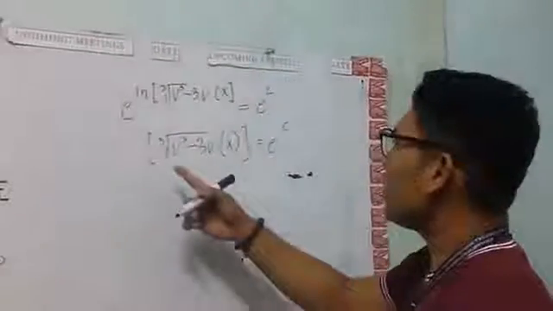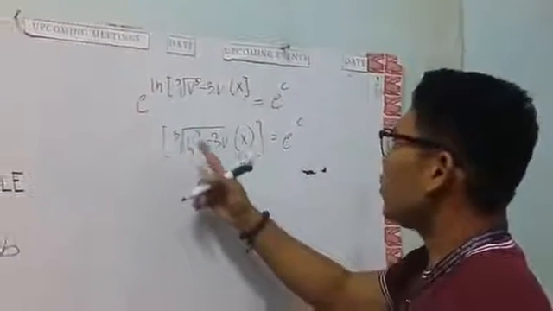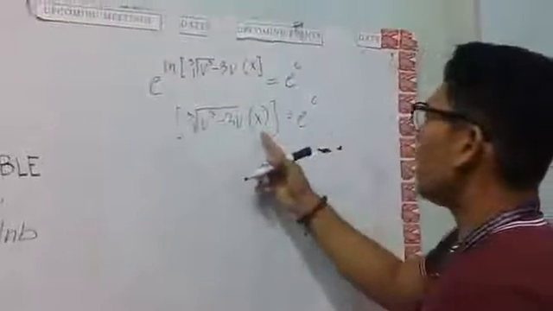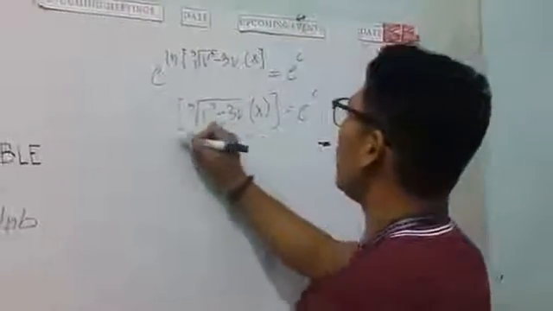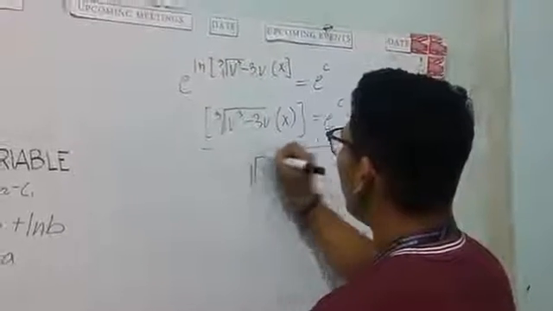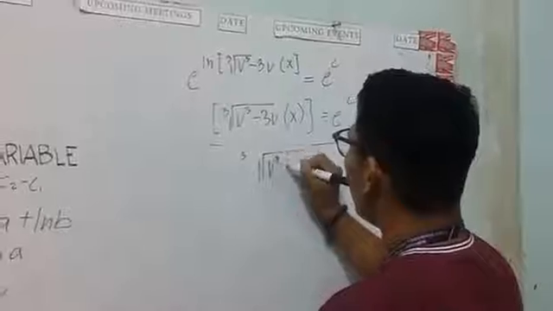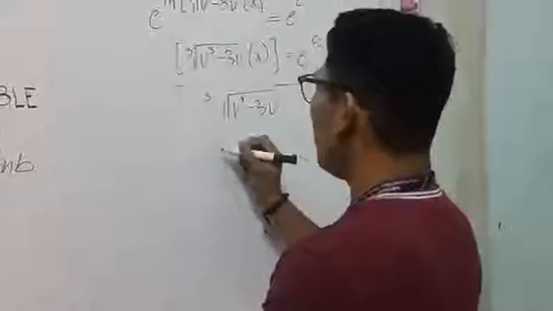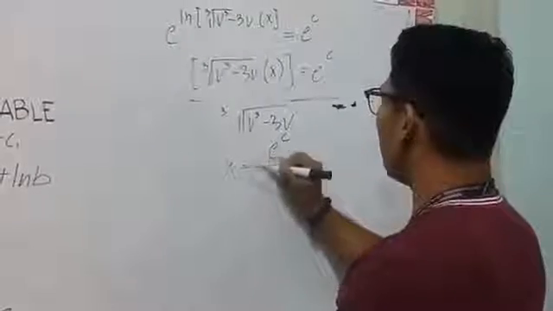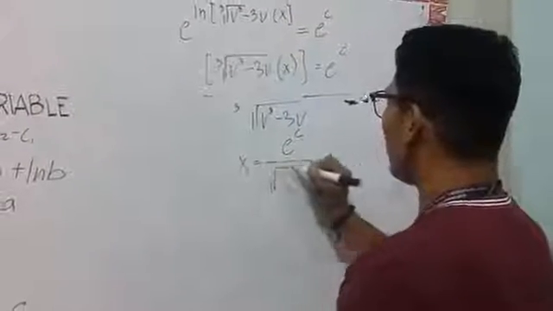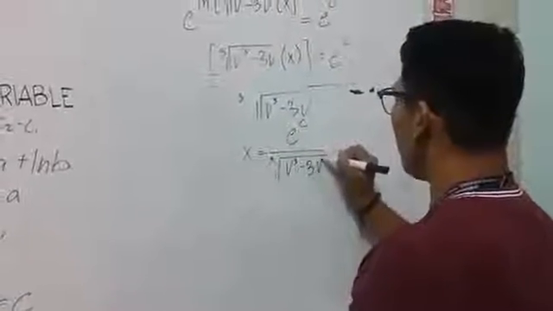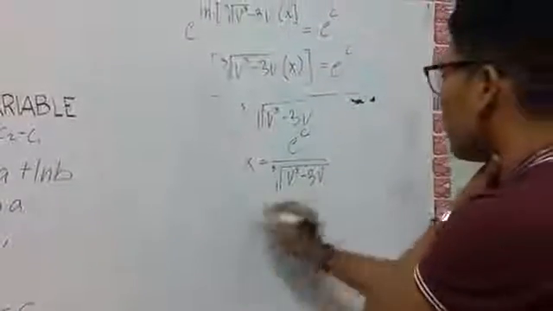So we'll divide both sides by cube root of v cubed minus 3v to get our value of x. So the value of x equals e to the c over the cube root of v cubed minus 3v, which is our final answer.